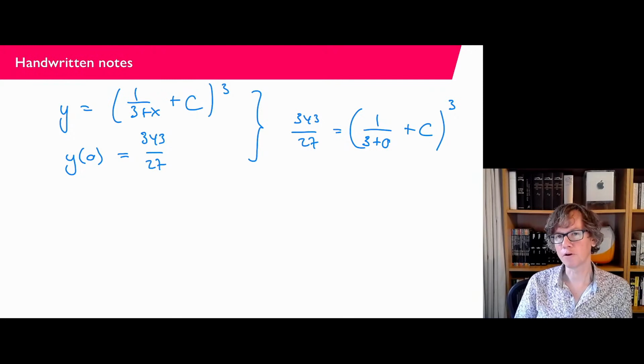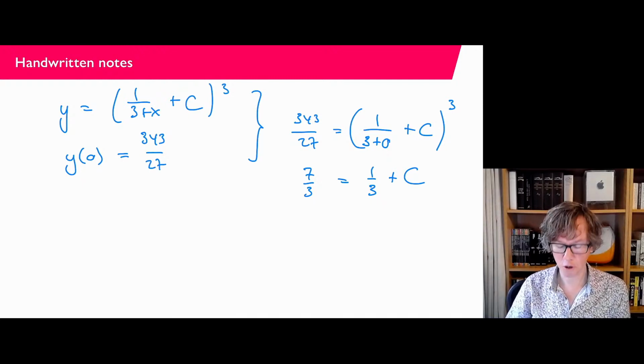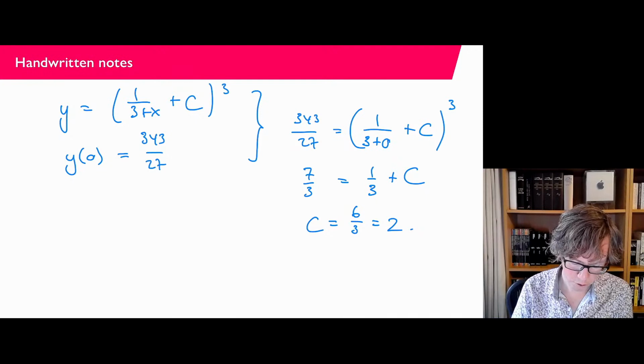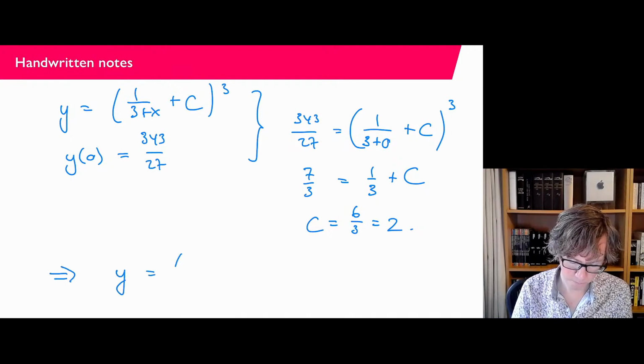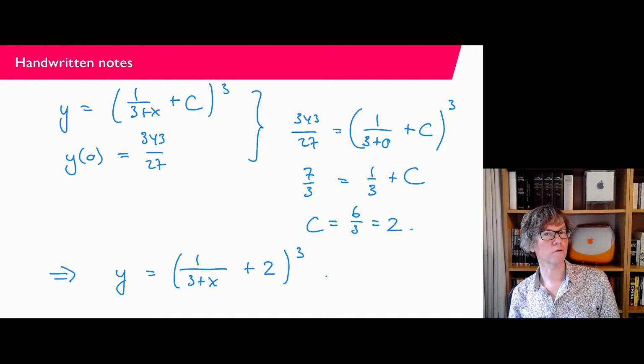Hopefully you see that the numbers are chosen in such a way that you get relatively nice numbers. 343, that is 7 times 7 times 7. So if you take the cubic root, you find that 7 over 3 equals 1 over 3 plus the constant. Let's write it a little bit clearer, 1 over 3. So apparently c equals 6 over 3, which is 2. So the conclusion is y equals 1 over 3 plus x plus 2 to the power 3. So that is the solution of this differential equation.